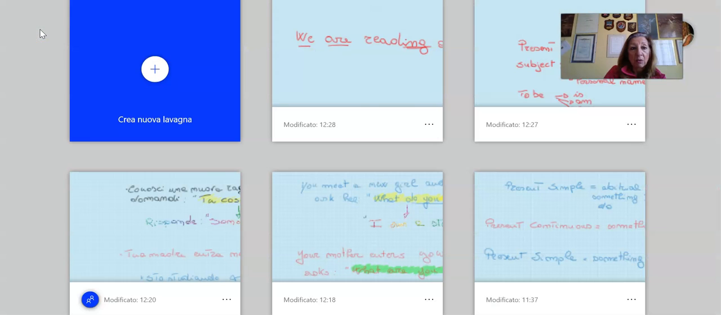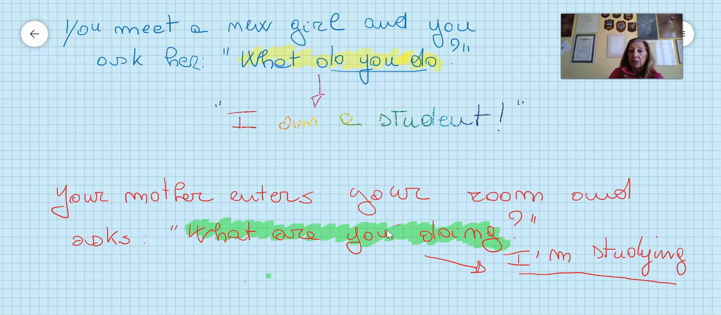Let's see what happens in English. Okay. Imagine that you meet a new girl and you ask her, "What do you do?" She will probably answer, "I am a student." But if your mother enters your room and asks, "What are you doing?" you will probably answer, "I'm studying," or "I'm watching a film," or "I'm chatting." Two different answers, okay? Two different answers to two different questions, because in this question I use the tense which is the present simple.